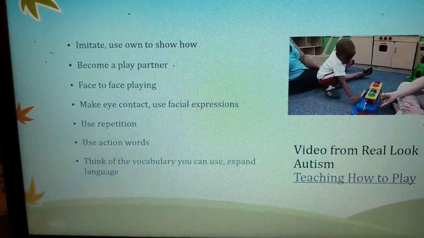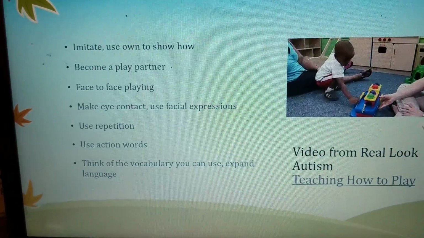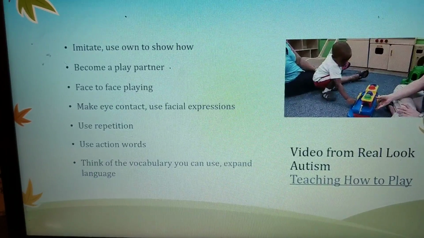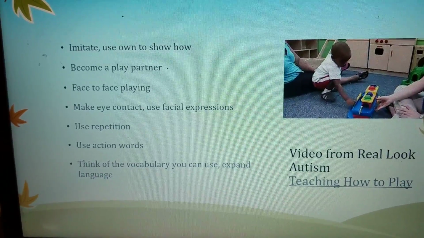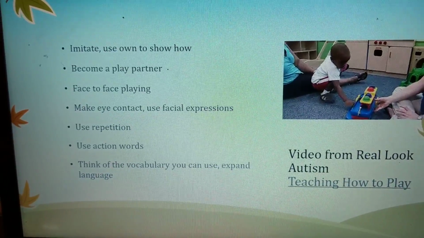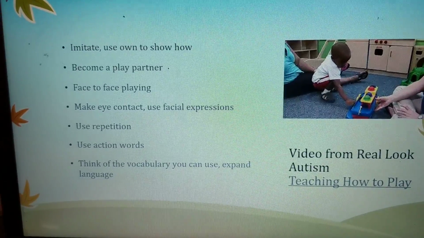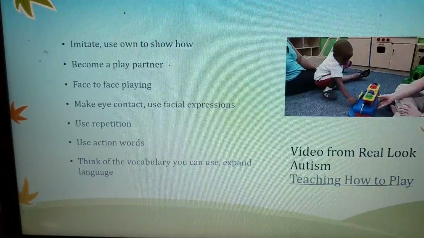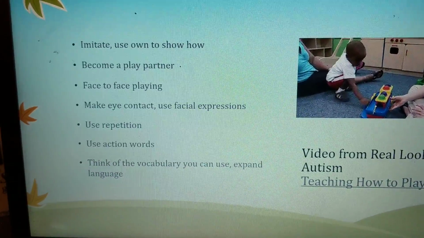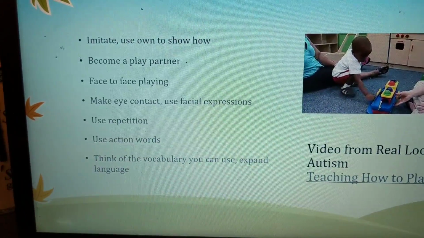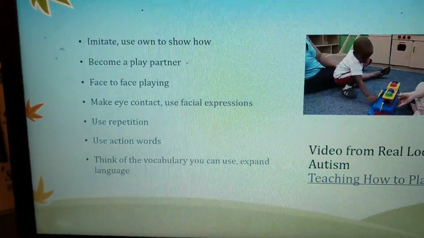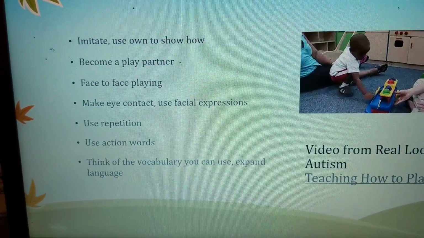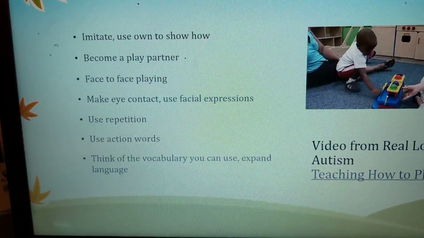You need to imitate and use your own objects to show them how. You become a play partner and show them how to use the objects. You use repetition like taking a car and going up and down the track and then saying up and down, up and down. You can use vocabulary like this is an orange, this is an apple.